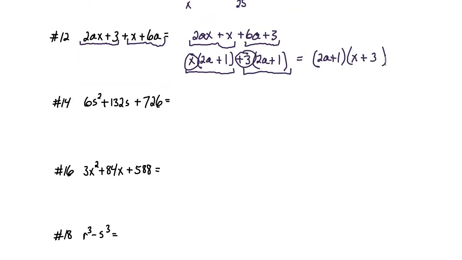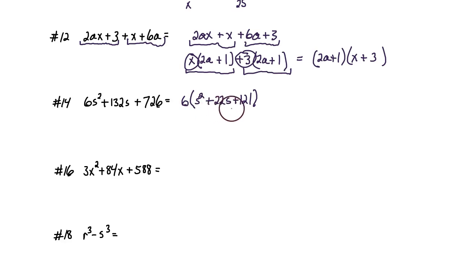Number 14, all the numbers will divide by 6. So let's factor out a 6. Here we need an s squared, and then 132 divided by 6 means here we need a 22, and then 726 divided by 6 tells us that here we need a 121. I was using a calculator to figure out the 22 and the 121.